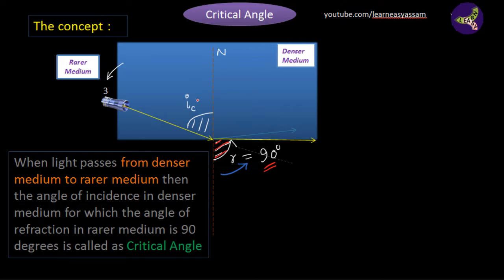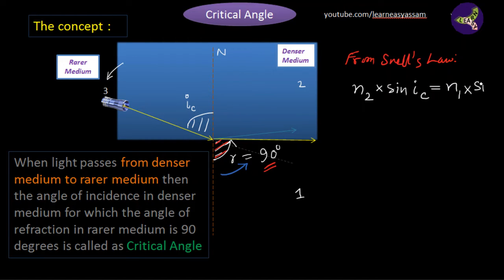We can get a relation for the critical angle from Snell's law, if you can remember it. We can write that n2, the refractive index of medium 2, into sine IC, since we have considered the denser medium as medium 2 and the rarer medium as medium 1. So n2 sine IC is equal to n1 into sine r. Sine r is 90 degrees, so we write n1 into sine 90 degrees, and sine 90 degrees means 1.